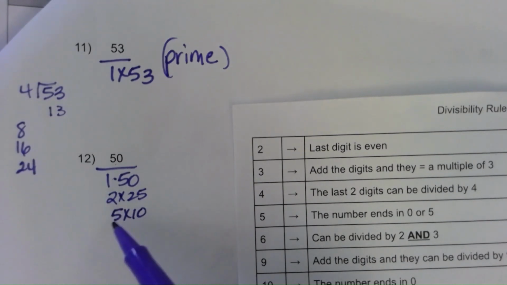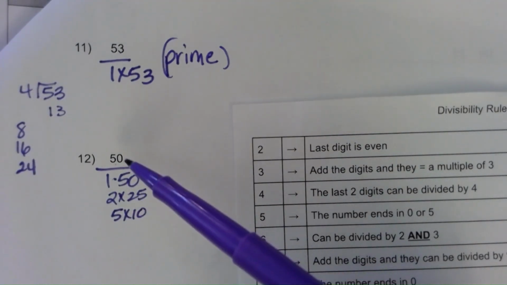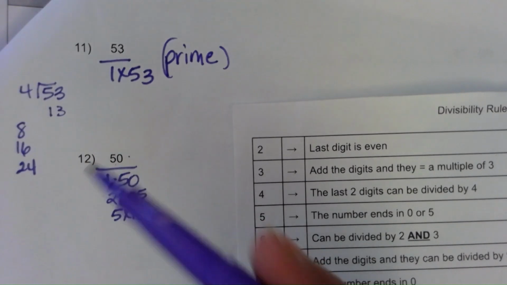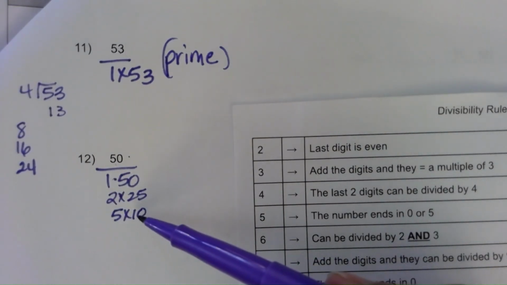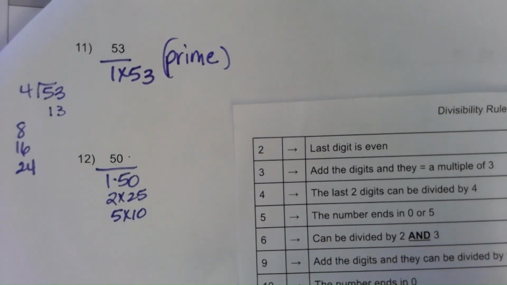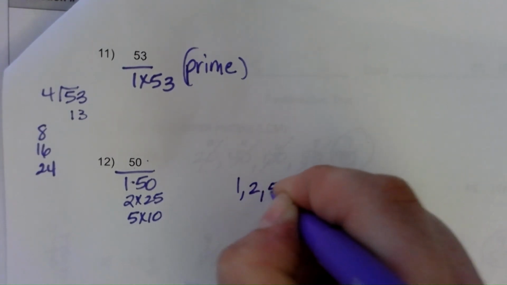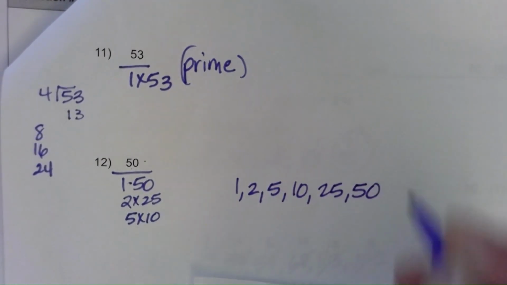2 and 3 didn't work, so 6 doesn't work. We said that 7 times 7 is 49, so there's no 7. 8 times 5 was 40. 8 times 6 is 48, so 8 doesn't work. And we already have 10 here, so 9 does not work, and we are done. Make sure that you are writing your factors out, again, least to greatest. And these are all your factors.